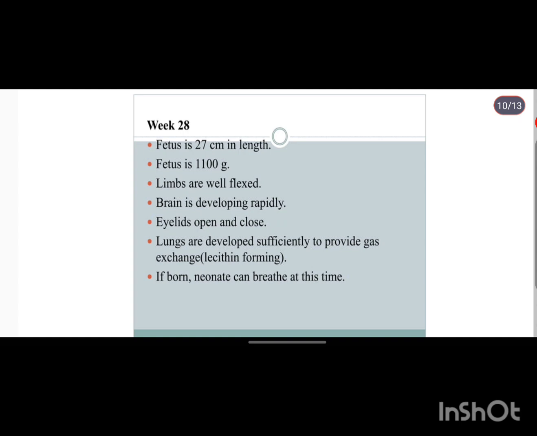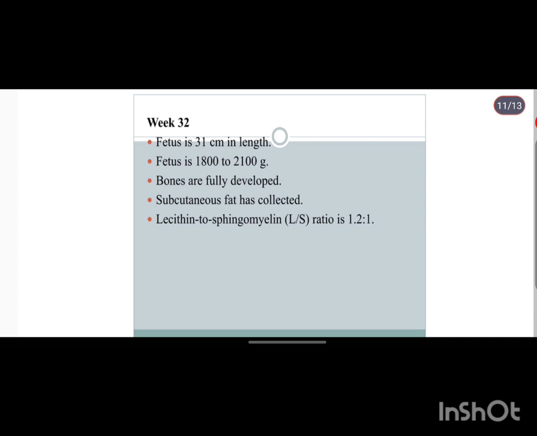The fetus is 1100 grams, and limbs are well flexed. The brain is still developing rapidly, and eyelids open and close. Lungs are developed sufficiently to produce gas exchange, and if they are born at this 28th week, the neonates can breathe. At 32 weeks, the fetus is 31 centimeters.